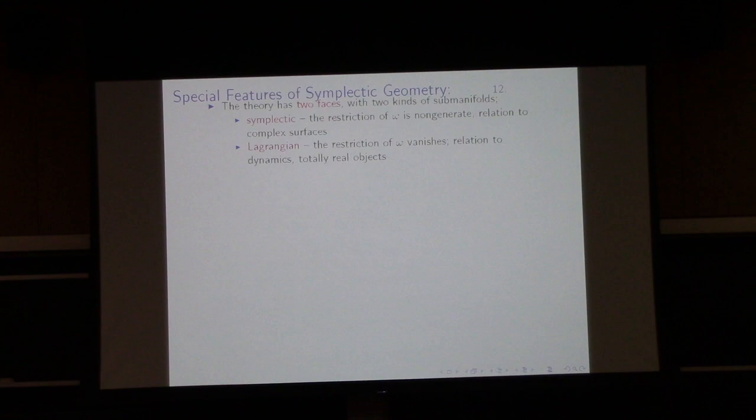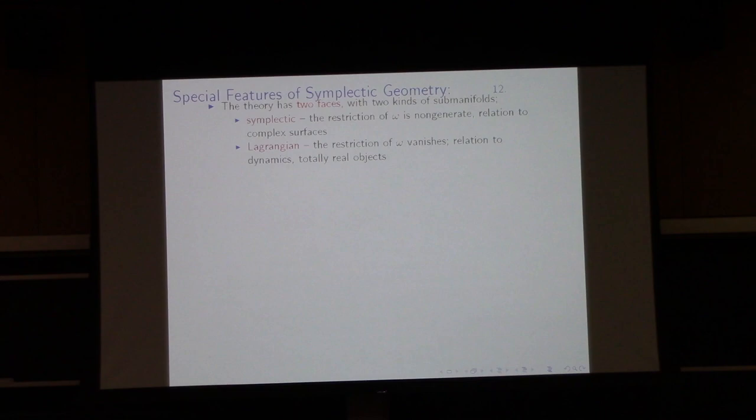And there, it's very interesting. They're more related to dynamics. You can think of them as something like being totally real, but more rigid than being totally real. Totally real means that in a complex manifold, an n-dimensional submanifold of an n-dimensional complex manifold is totally real if its tangent space has no intersection with its multiplication by i. That's what we mean by totally real.